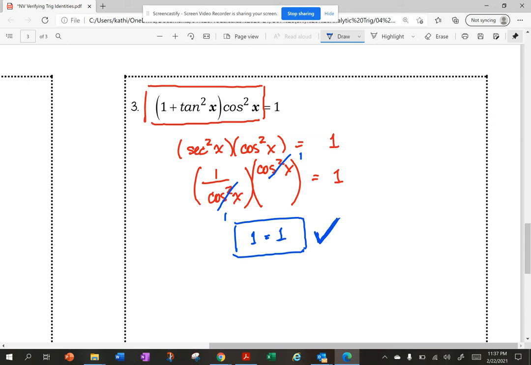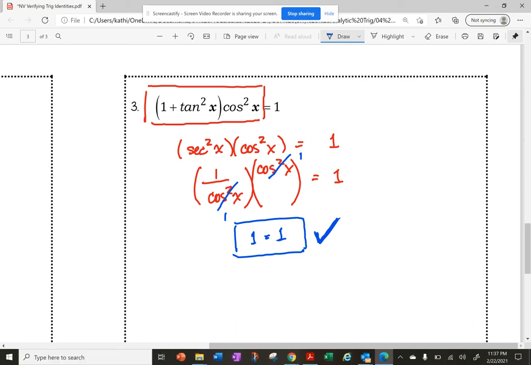That's it. I only work on one side. I choose the more complicated side, and I keep going until I am exactly equal to the other side. And my goal is I want everything multiplied out so I can simplify by rearranging anything divided by itself as 1.